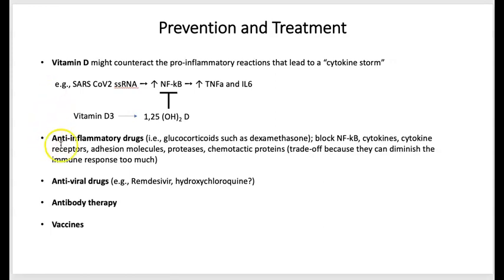Anti-inflammatory drugs such as glucocorticoids and dexamethasone, all these things also have potential mechanisms in blocking NF-kappa B and cytokine storm, and clearly should be experimented with and tried. In many cases, they have been, and a lot of people stand by a lot of these, such as budesonide and dexamethasone.